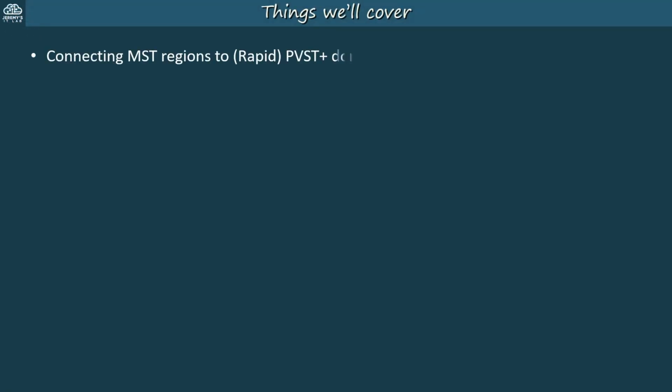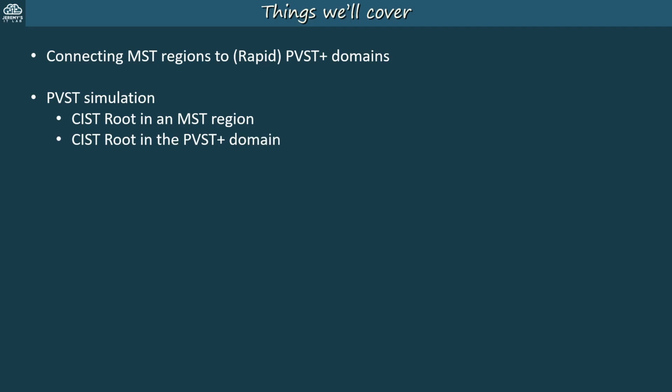First, I'll give a general overview of connecting MST regions to PVST+ or Rapid PVST+ domains. By a PVST+ domain, I mean one or more switches that run PVST+. Then we'll examine the PVST simulation mechanism that Cisco switches running MSTP use to interact with switches running PVST+. We'll cover two main scenarios, each with different considerations. First, we'll see what happens when the CIST root is in an MST region. And then we'll see what happens when the CIST root is in the PVST+ domain.